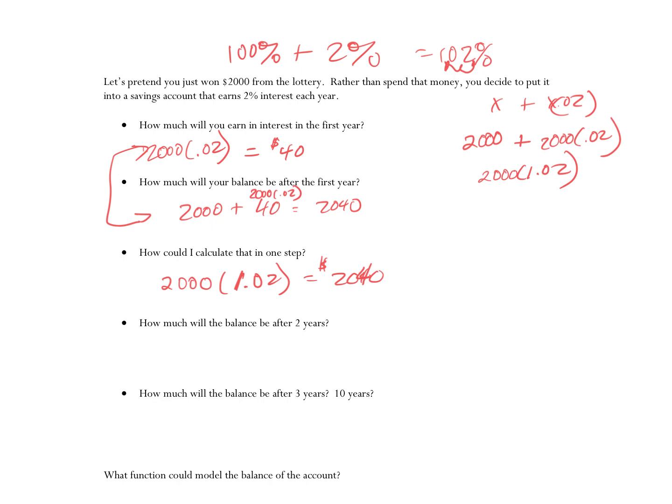All right. So anytime I want to figure out how much I have after a year, I could multiply whatever's in the account by that 1.02. So if I say how much will be in the account after 2 years, I could take that 2,040 and multiply by 1.02, which would be 2,080.8.